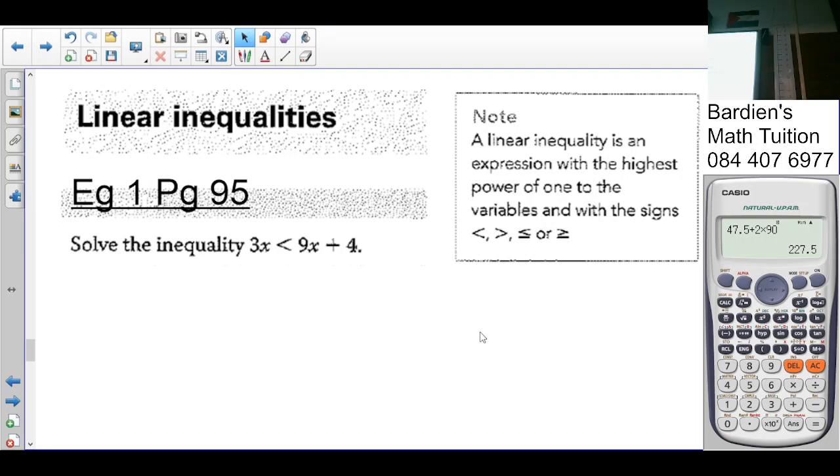Okay, the question says solve the inequality 3x is less than 9x plus 4. So before we go into solving this linear inequality, who can read this inequality here?